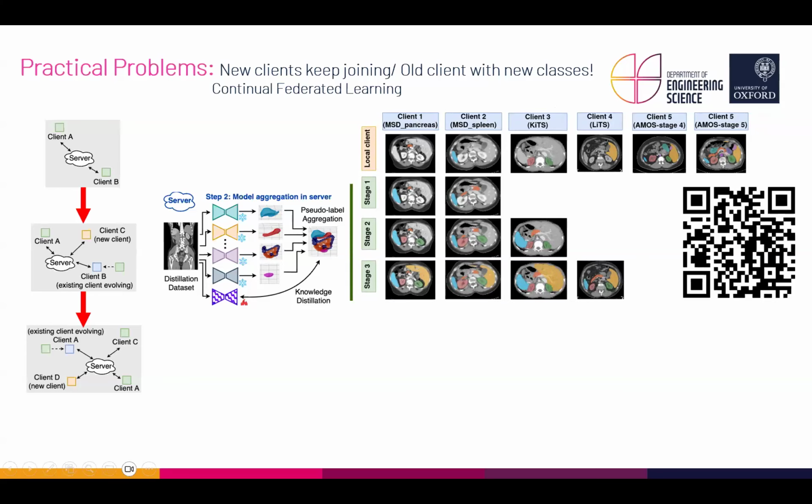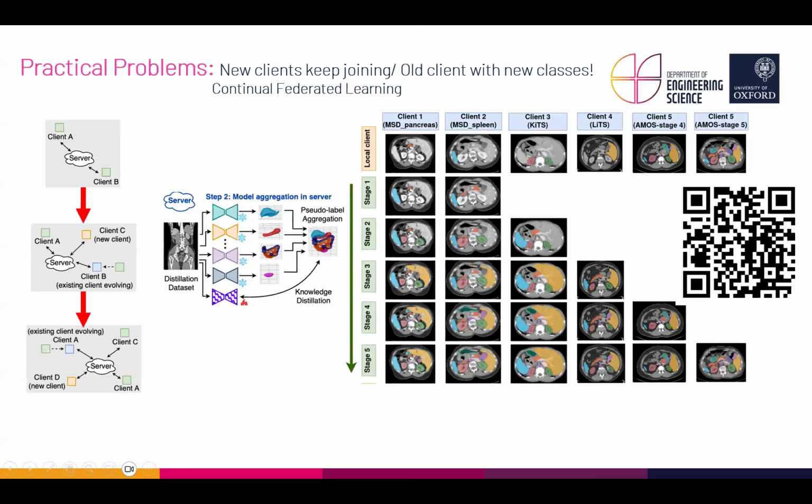Let's say a new client joins in our federation, which is expert in liver diseases. So they do liver segmentation here. Now I should be able to preserve the segmentation of the other anatomies as well as learn the new anatomies, and so on and so forth. So clients keep joining, and we have to keep updating ourselves with the new clients while making sure that we don't forget the information learned from the previous clients.